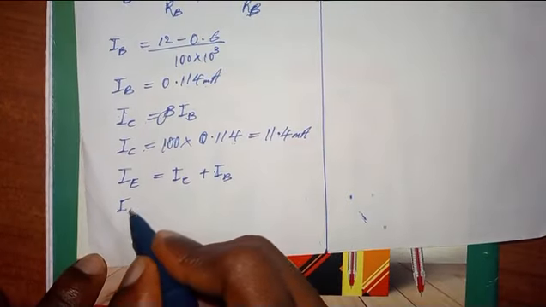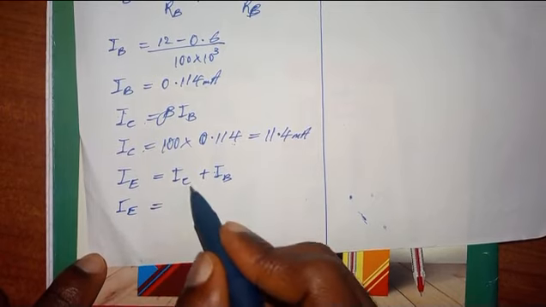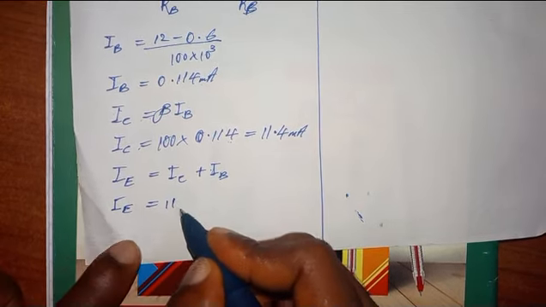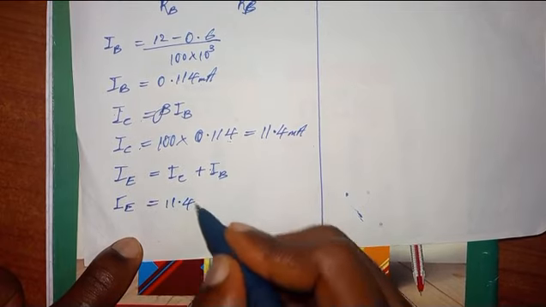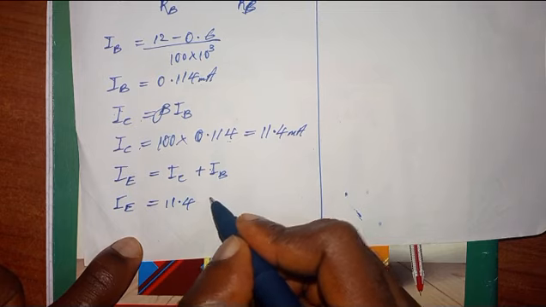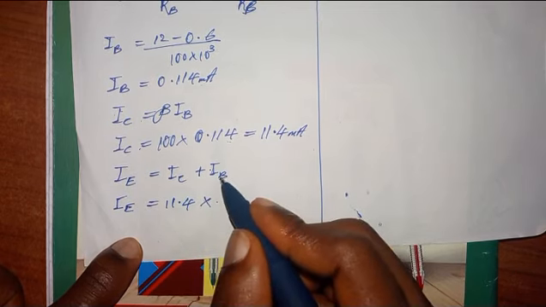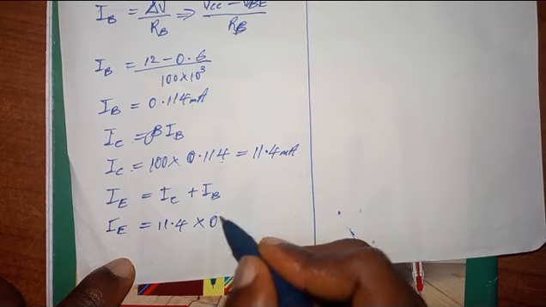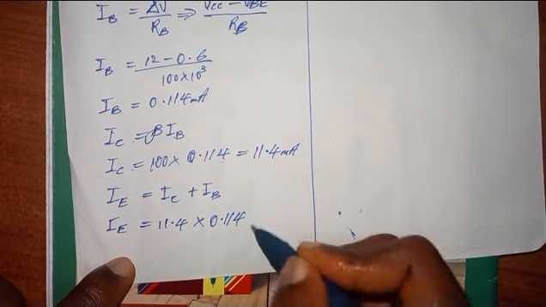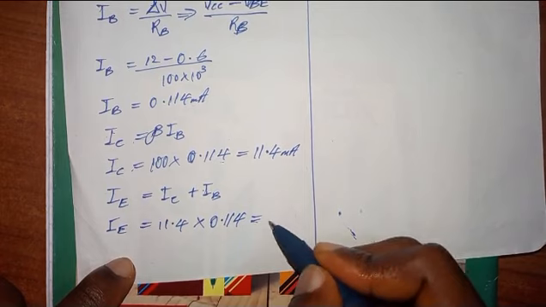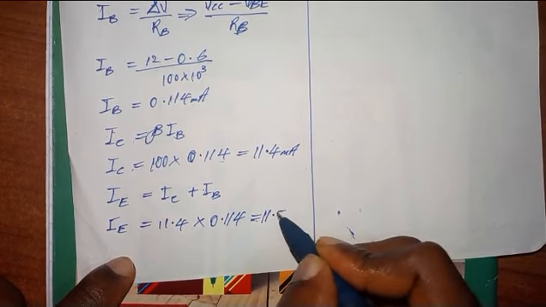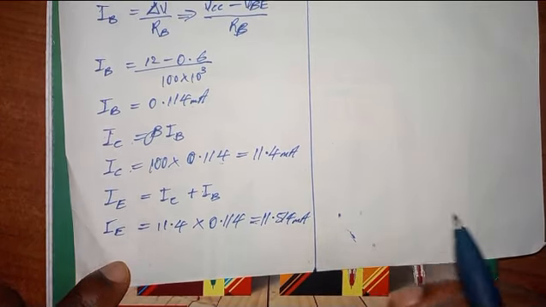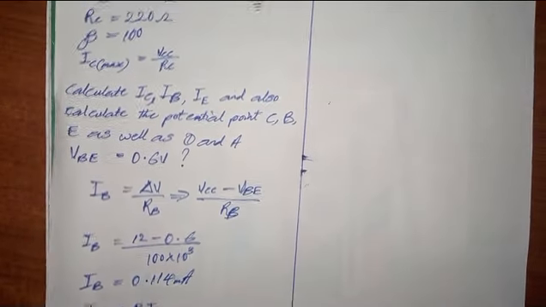This IC plus IB gives us the current that flows through this point. IE is equal to IC, which was solved to be 11.4 milliamp, plus IB, which was solved to be 0.114 milliamp, which is equal to 11.514 milliamp. So we have finished solving for the current flowing through each point.